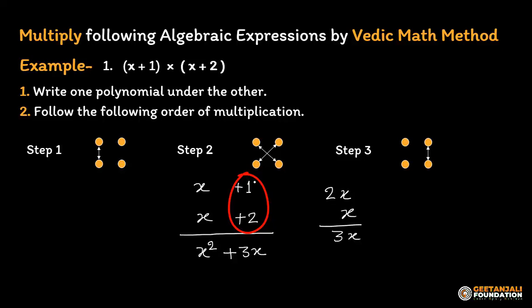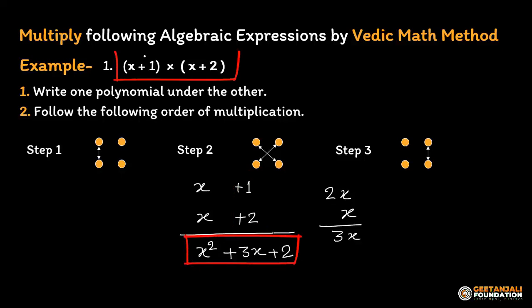So 1 times 2 will give you 2 and this is a positive number. So we will write this along with its sign. So this is your result. When these two binomials are multiplied, this is your result. Now let's take the next example.